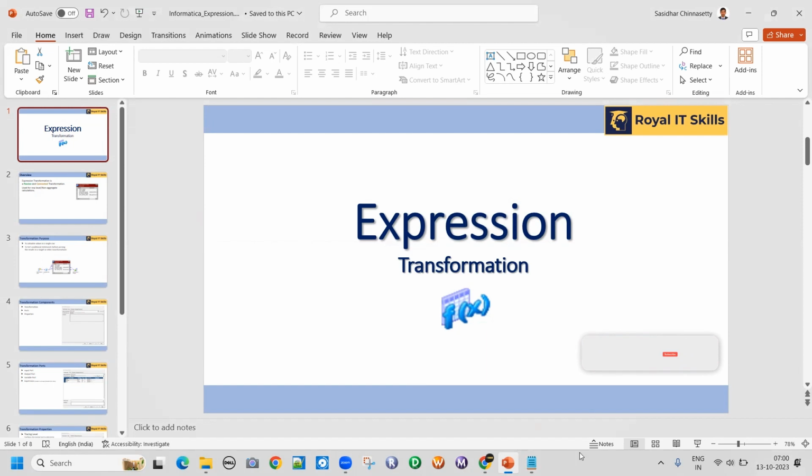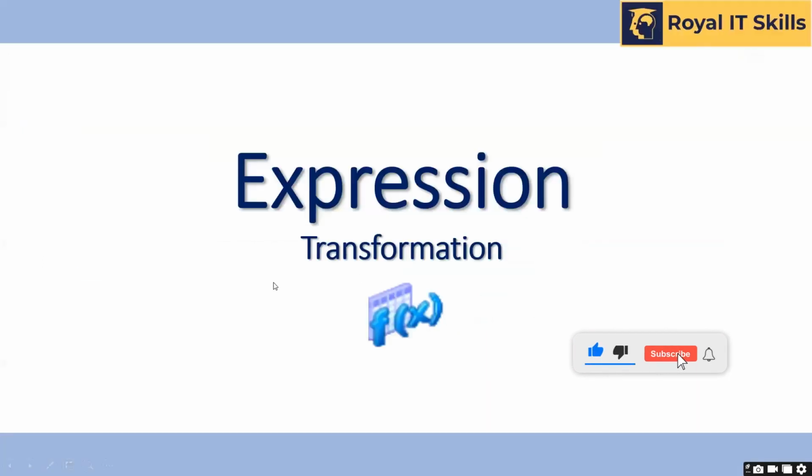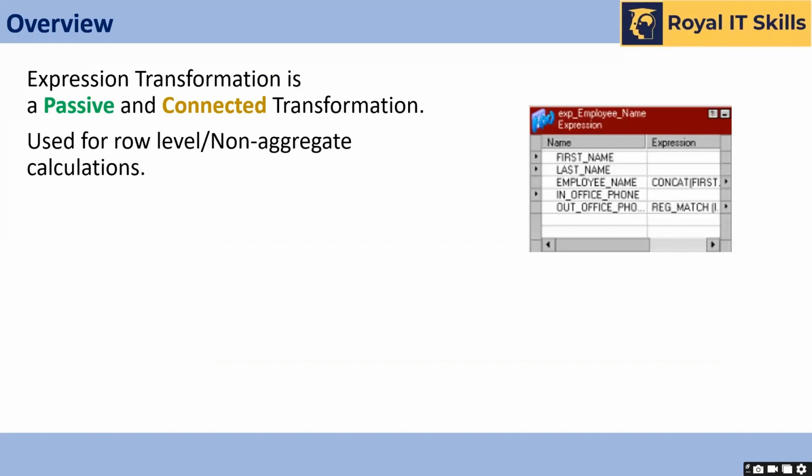Okay. So let's start this expression transformation. It is a passive transformation and a connected transformation. So what is the definition of passive? It won't change the number of records. It won't change the transaction boundary. It won't change the row type, right? So that is the purpose. That is called passive transformation.